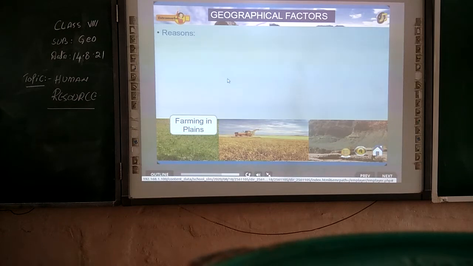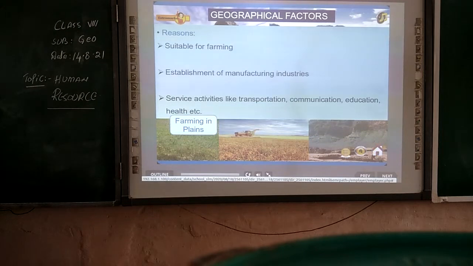Reasons for high density of population: suitable for farming, establishment of manufacturing industries, and service activities like transportation, communication, education, health, etc. Why particularly is the density of population more? Because of the suitable farming, the establishment of manufacturing industries, and service activities like transportation, communication, education, health, etc. So these are the reasons behind that.